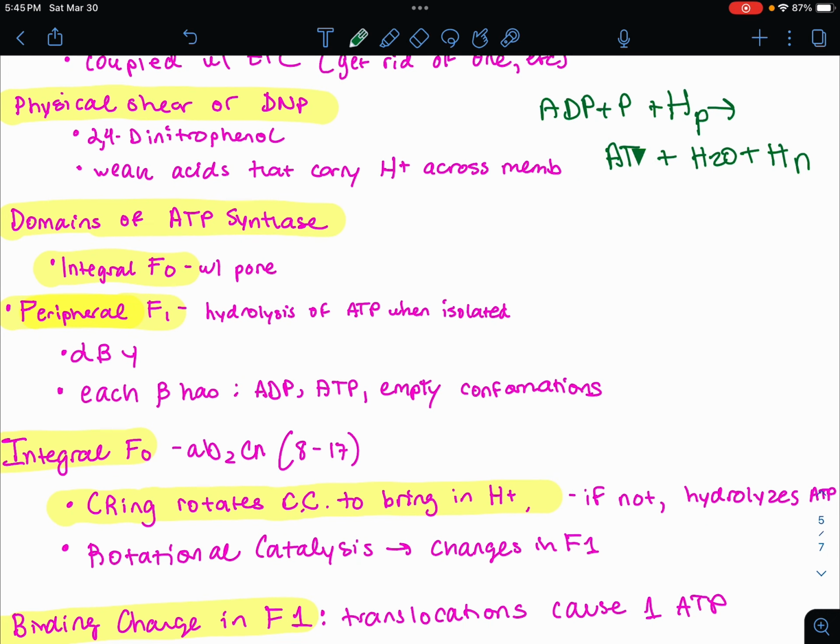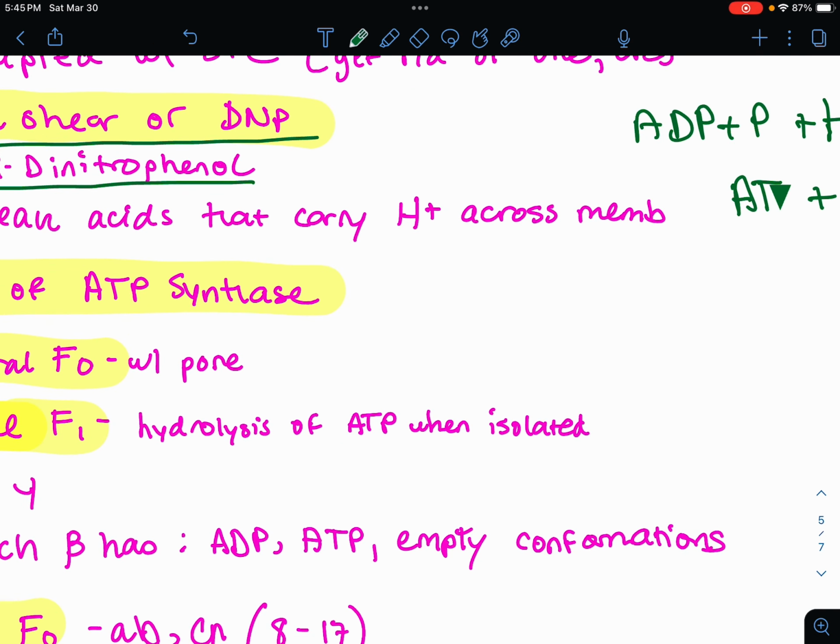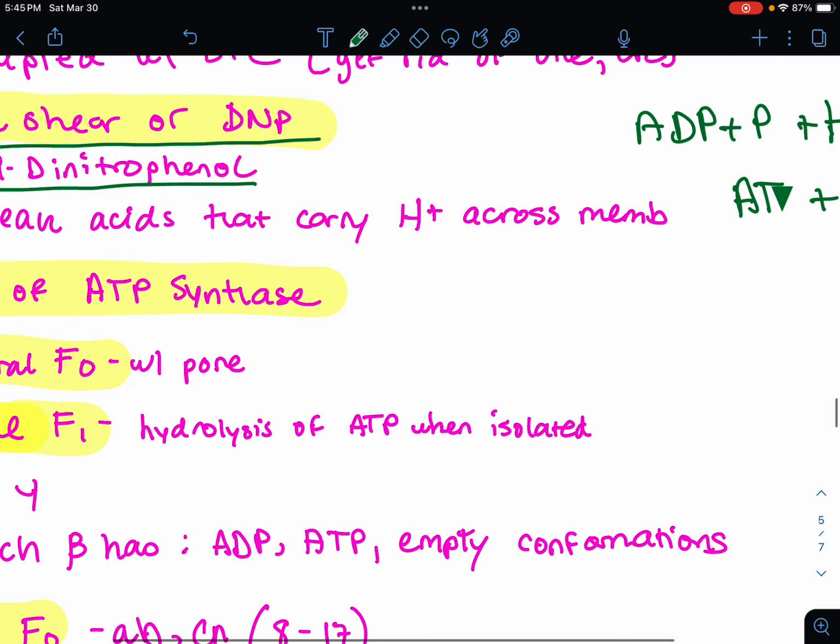How are you going to uncouple oxidative phosphorylation? Well, one way to do so is to just use physical shear or detergents. You could also use DNP. DNP is 2,4-dinitrophenol, and this is going to be a weak acid that carries hydrogens across the membrane. Since it carries the hydrogens across the membrane, this dissipates the proton gradient. It gets rid of the proton gradient.